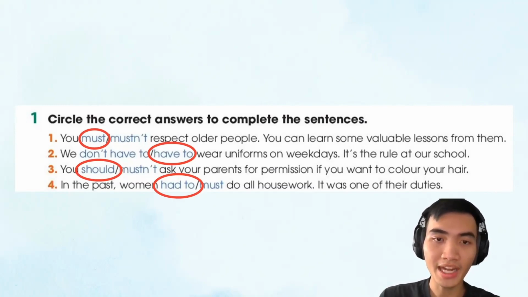Number 4, had to is the right answer because of the phrase in the past, which tells us that the sentence is in simple past tense and we cannot use must for past tenses. Great job! How many correct sentences do you have? Now let's move on to the next exercise.